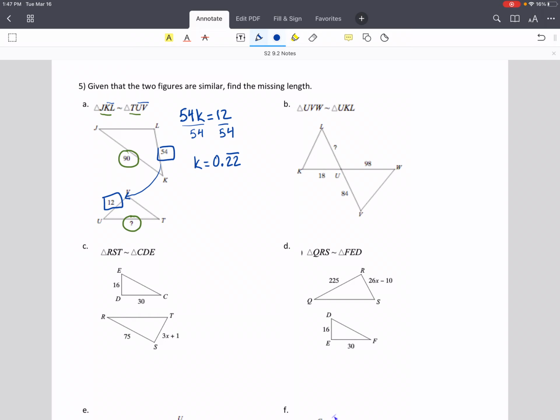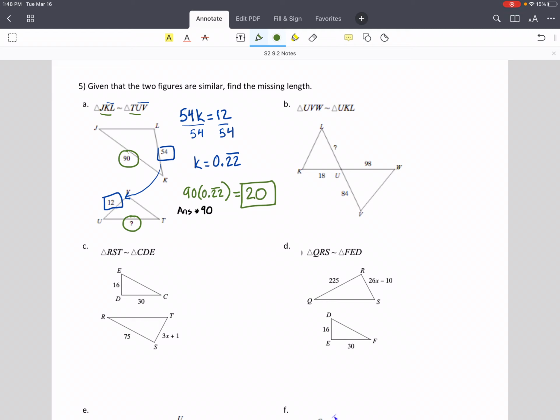Now here's what I want you to do. In your calculator, when you get that, I don't want you to type out 0.22 again. I just want you to immediately go and do times 90. And so this should show up in your calculator as answer times 90. Because that way you don't have to worry about rounding, because otherwise it would not be an exact answer. And we get 20 as our missing length.